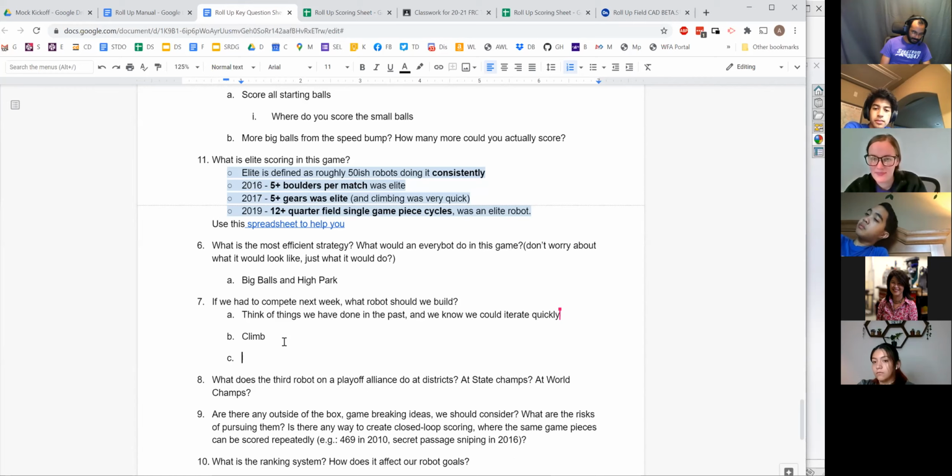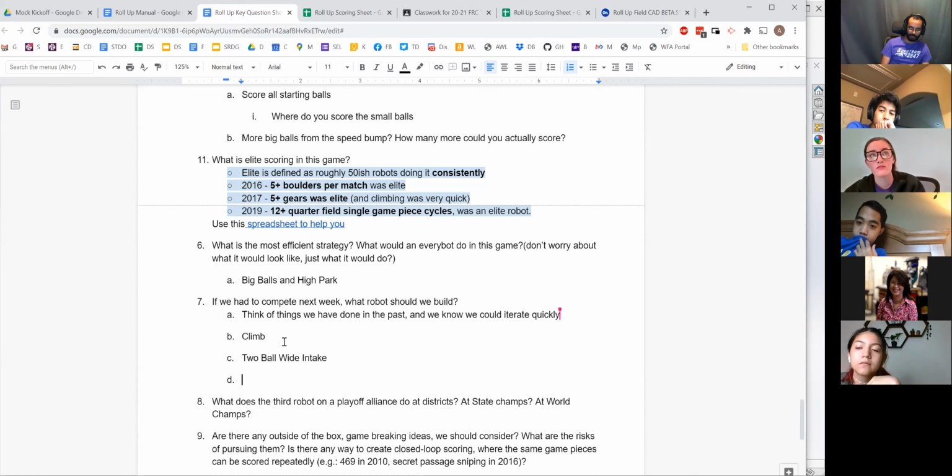Other ideas? I was thinking earlier about getting 2 balls off the speed bump without having to pivot. We figured that out this year pretty decently. So I don't think having a wide enough intake to get 2 balls. Yeah, so a 2 ball wide intake, and it's fewer balls too. We're not having to worry about 5 balls holding. We just have to get 2 balls to line up, which is pretty easy probably.